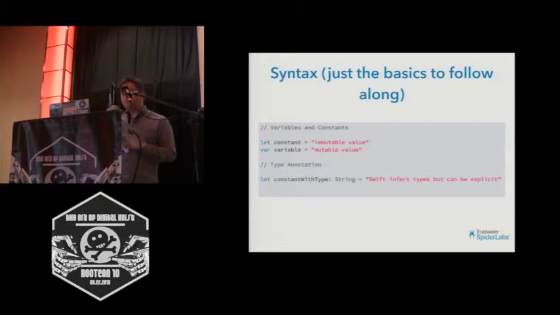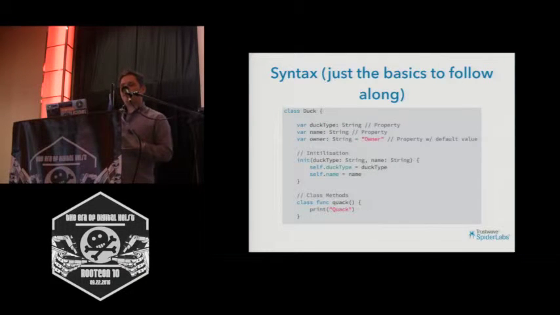So, syntax, just a few basic things so you can follow along. You've got constants and variables. Using the let keyword, you can have an immutable value, and then var for variable, pretty straightforward, for a mutable value. Swift infers type, but you can also be explicit with your type annotation, with the colon string, very similar to Rust and whatever.